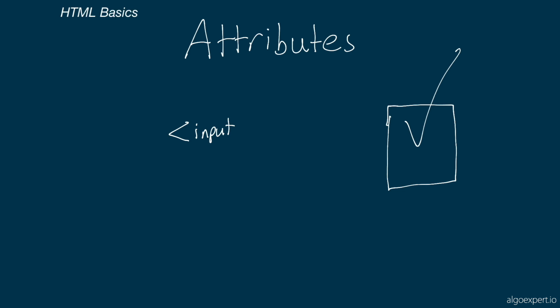So we start with the attribute name, and in this case, we want the type. Then after the attribute name, we have an equal sign, and then the value as a string with quotation marks. So in this case, we want a checkbox, so we have the type is equal to checkbox. Then we just close out the tag like normal. And this will tell the browser that we don't want just any input, we want a type of checkbox.